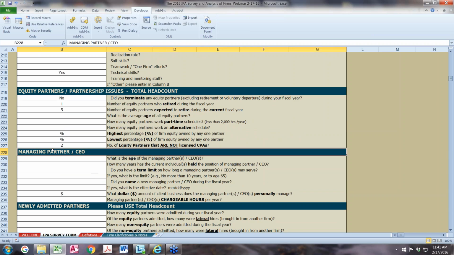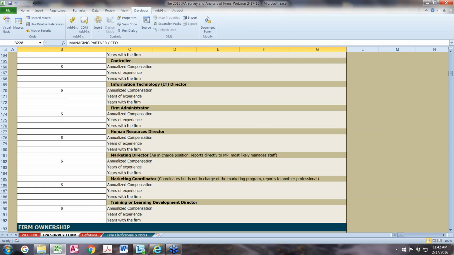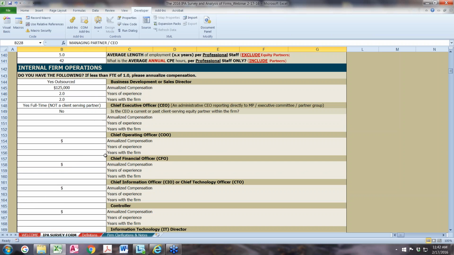If there's no managing partner within your firm and there's just a CEO position, give us the information in the next section on the managing partner CEO, and up above where we ask for the internal operations area there for the CEO position, go ahead and fill it in and let us know if the CEO is not a client serving partner, which is what we're looking for, or if it is a client serving partner, so we'll be able to distinguish that. So thank you for that question.